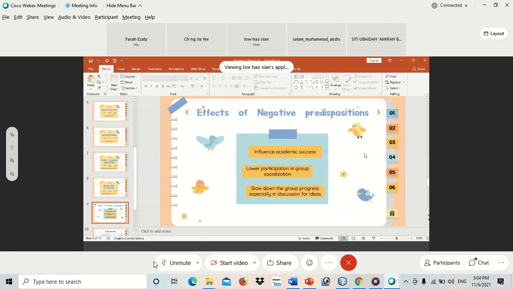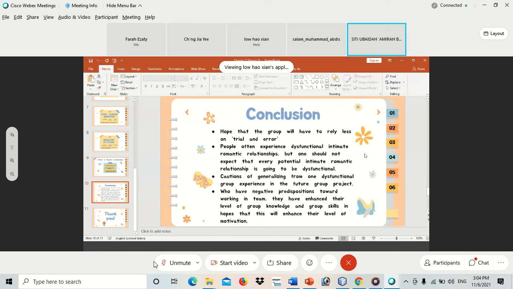For the conclusion, an important reason to enroll in a course in group communication is the hope that the group will have to rely less on trial and error in the future. People often experience dysfunctional intimate romantic relationships, but one should not expect that every potential relationship is dysfunctional. Generalizing from one dysfunctional group experience to all group projects is a mistake. For those who have negative predispositions towards working in teams, we hope that they can enhance their level of group skills, so this will also help when confronted with group projects in the future.